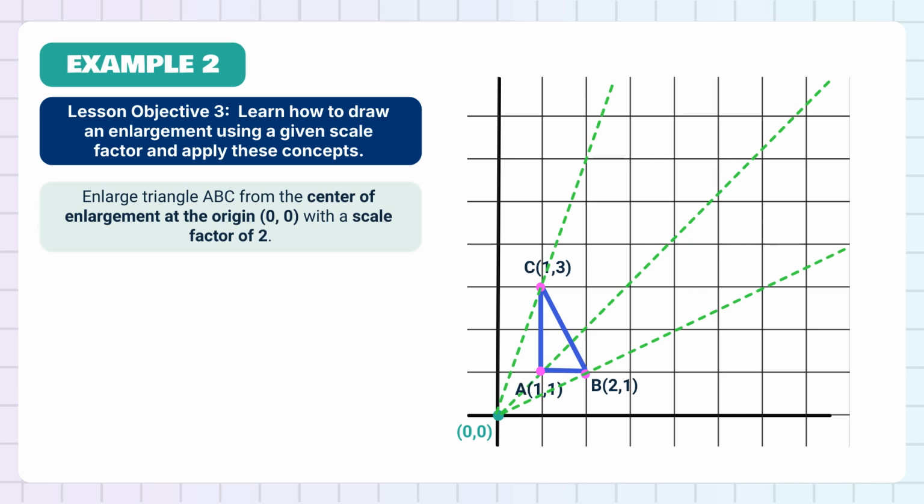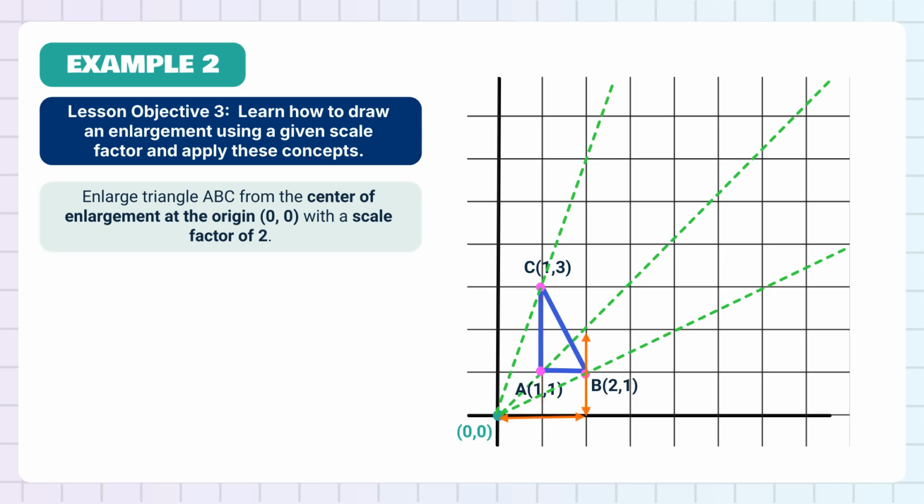Next, we measure the horizontal and vertical distance from the origin to each vertex. Vertex A is 1 unit horizontally and 1 unit vertically from the origin. Vertex B is 2 units horizontally and 1 unit vertically from the origin. Vertex C is 1 unit horizontally and 3 units vertically from the origin.